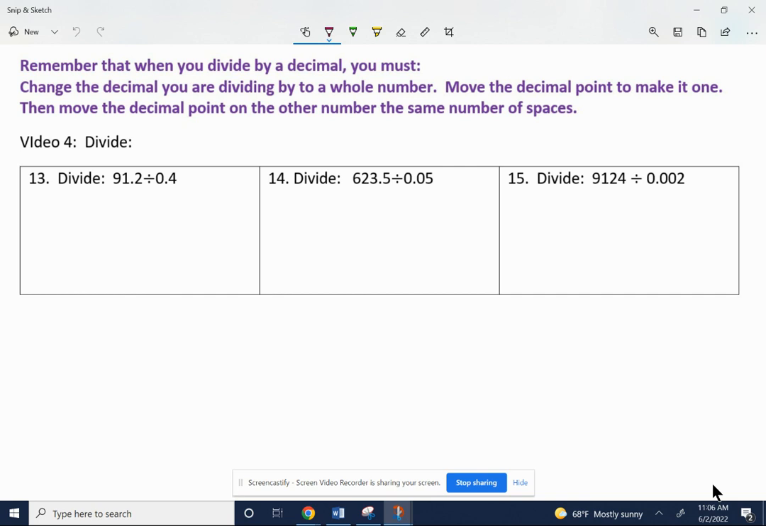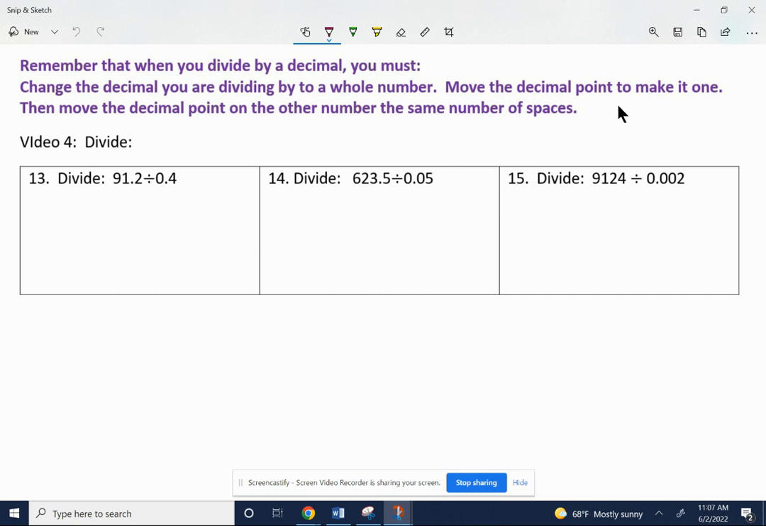Okay, this set of problems is over dividing decimals by decimals. Whenever you divide by a decimal, you just need to make sure that you change that decimal to a whole number. You can do that by moving the decimal point. And then after you do that, you've got to move the decimal point on the other number the same number of spaces. And then you just divide as normal.